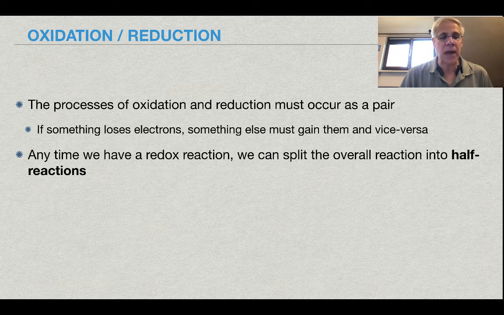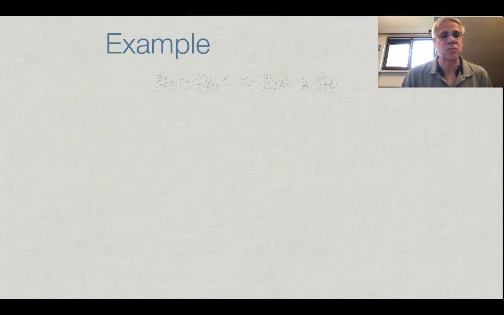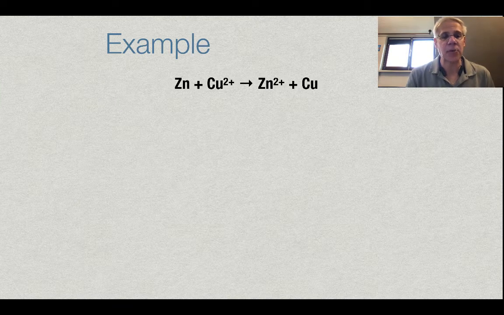So anytime that we have that type of reaction, a redox reaction, we can split the overall reaction into 2 half reactions. One of those half reactions is going to be the oxidation half reaction. One of them is going to be the reduction half reaction. So let's look at an example here.